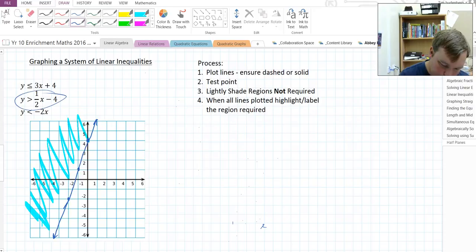Here. I'll do this one in green. y is greater than a half x minus 4. Means it goes through minus 4. For every one across, it goes half up. One across, half up, one across, half up. And because it's strictly greater than, I'm going to do a dashed line.